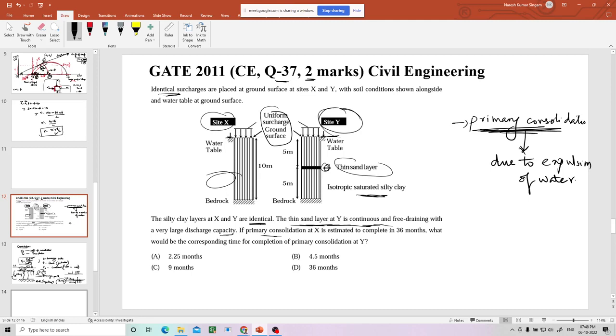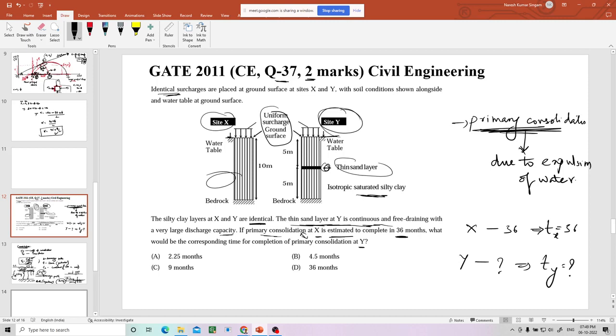So here he did not mention any percentage. That means complete, 100% primary consolidation at X is estimated to take 36 months. You can say Tx is 36 months for the consolidation. What would be the corresponding time for the completion of the primary consolidation, the same percentage of consolidation, at Y? At Y, how many months will it take?